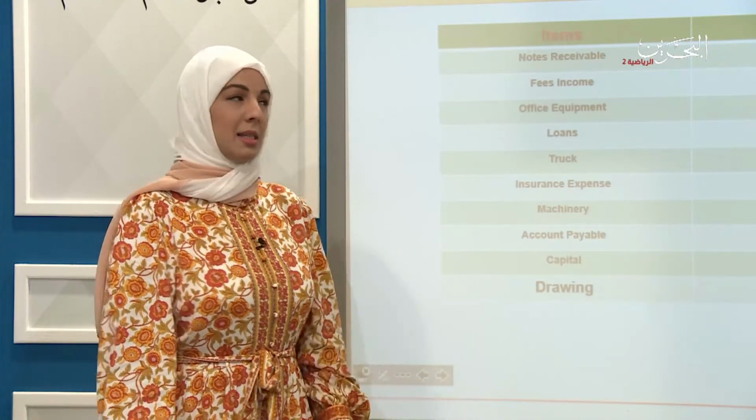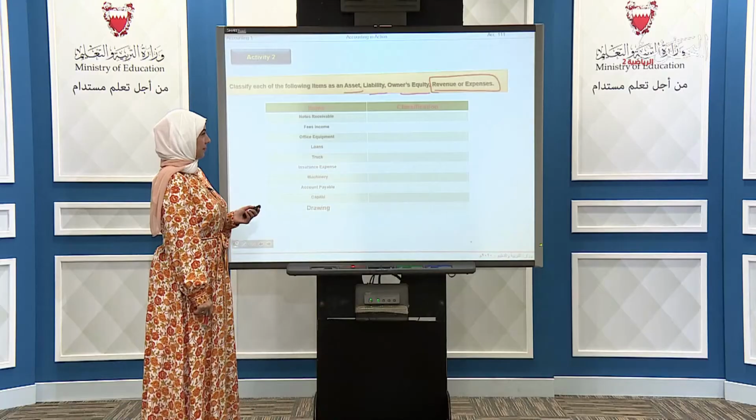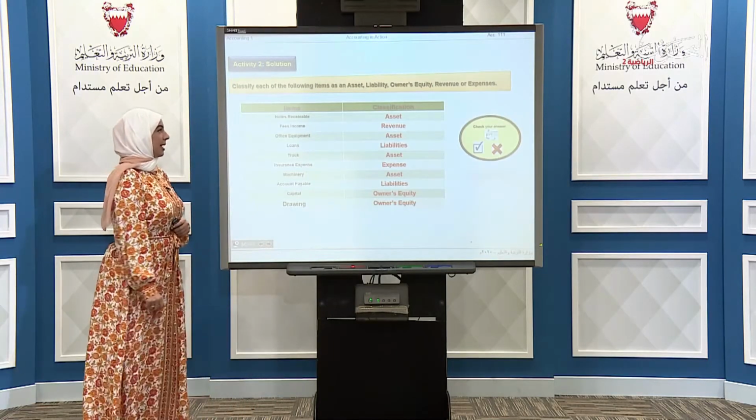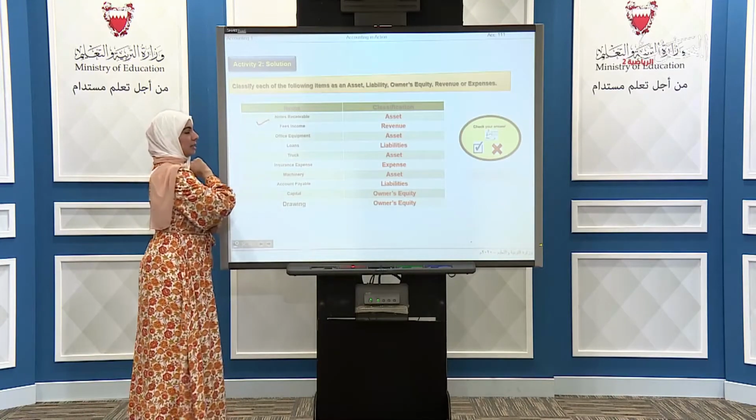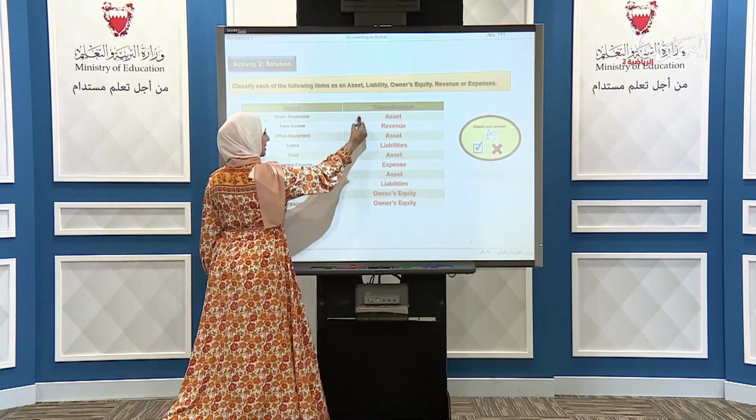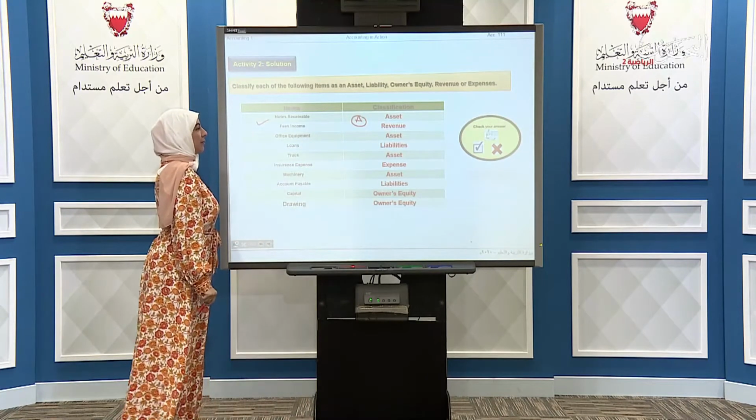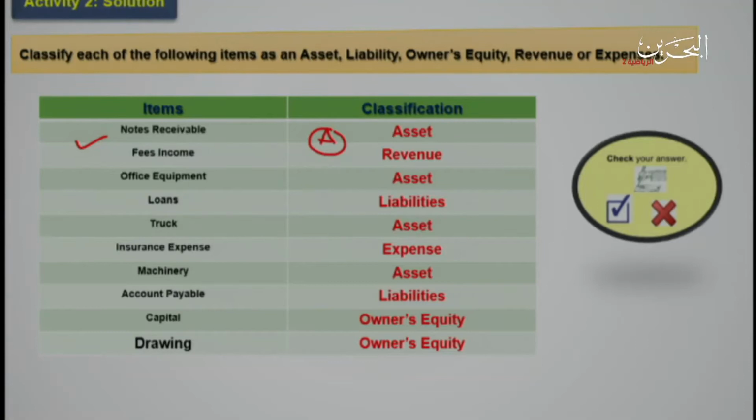After taking a look, my dear student, at the different accounts, let us start with the classification. Starting with the first account, I have the note receivable. The note receivable will be an asset. Moving to the fees income, it will be the revenue, and I know revenue is a type of owner equity. Office equipment will be an asset. The loan will be a liability. The truck will be an asset. Insurance expense will be an expense, and as I know, it's a type of owner equity.